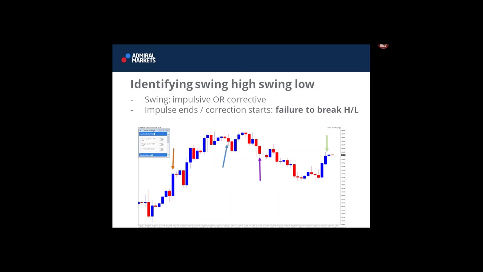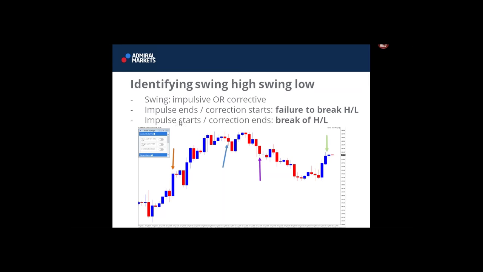And basically, what is the idea of impulse? When does the impulse end here? What is the key characteristic that price is ending here? What can we say defines that? And that is the failure to break the higher low. That is the key definition here. That's why we can say at the purple arrow, that swing high, swing low is over, where we have the green levels. The failure to break the high and the low. That's when the correction also starts.